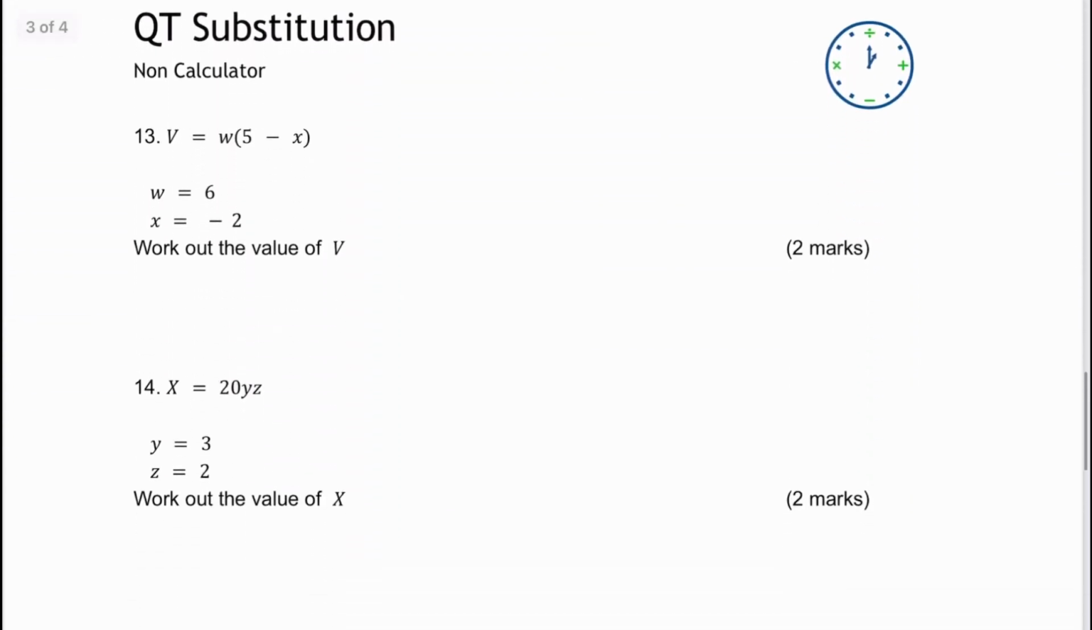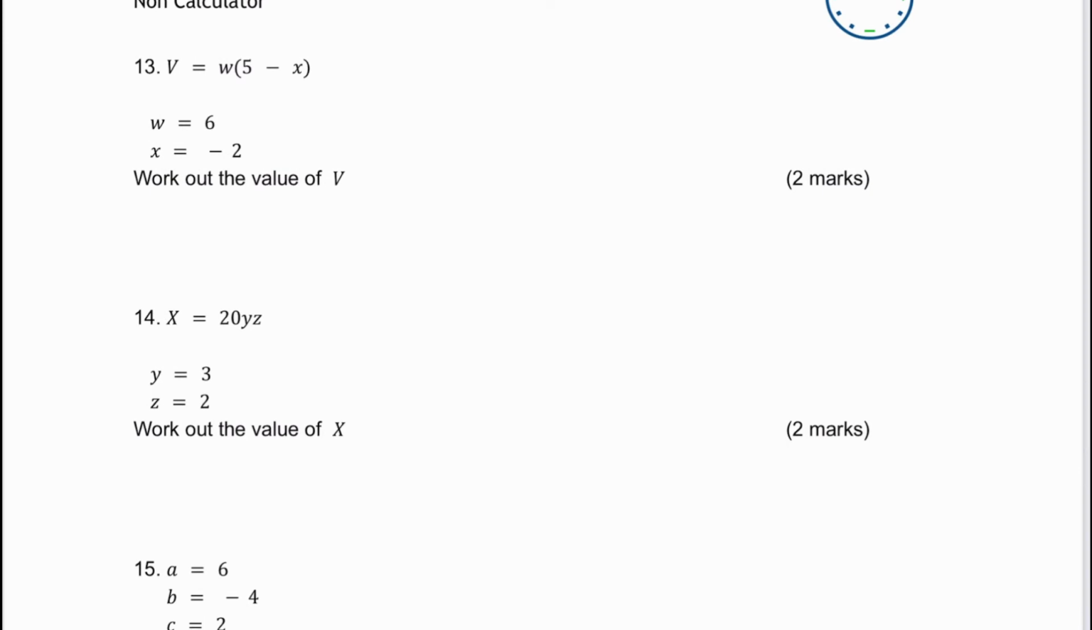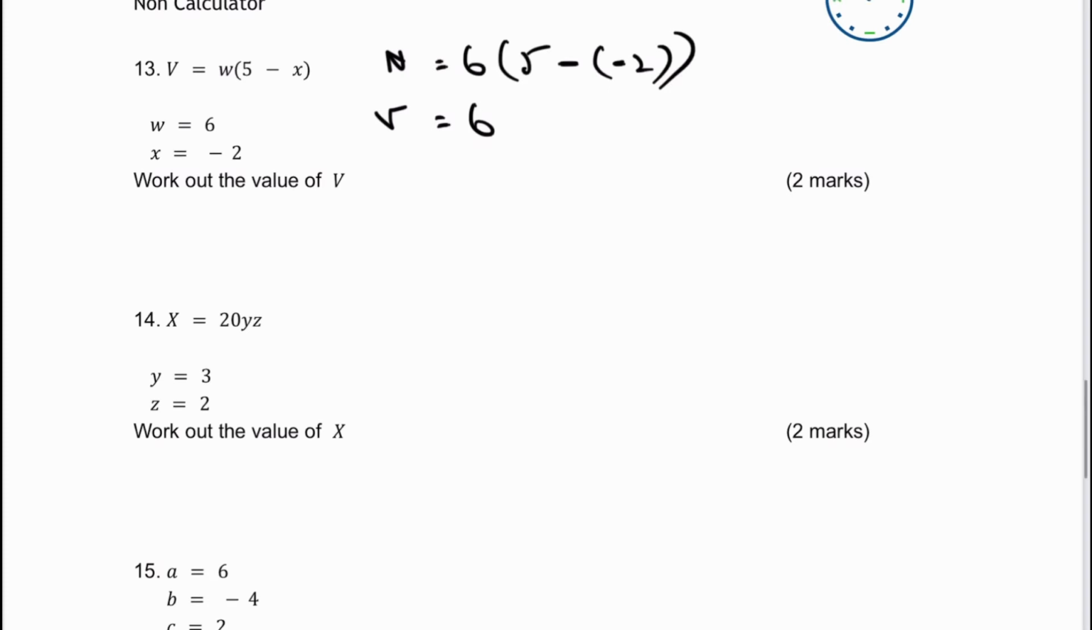Let's move on then to question number 13. And question number 13, I'm going to again write V equals, now W is actually going to be 6, so that's 6 multiplied by 5, and I'm going to write minus, and then I have minus 2, which is my value of x. Okay, so let's just be a little bit careful with this. So V is going to be equal to 6 times, and I'm going to do what's in the bracket. Now I've got two negatives together, so 5 plus 2 is going to be 7, so therefore my value of V is going to be 42, and that would be the answer to that particular question.